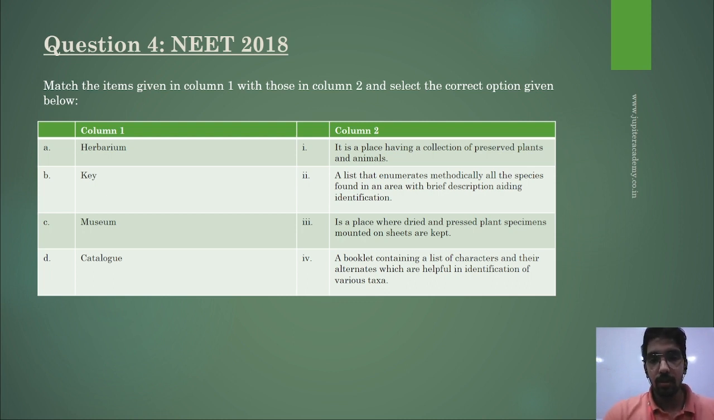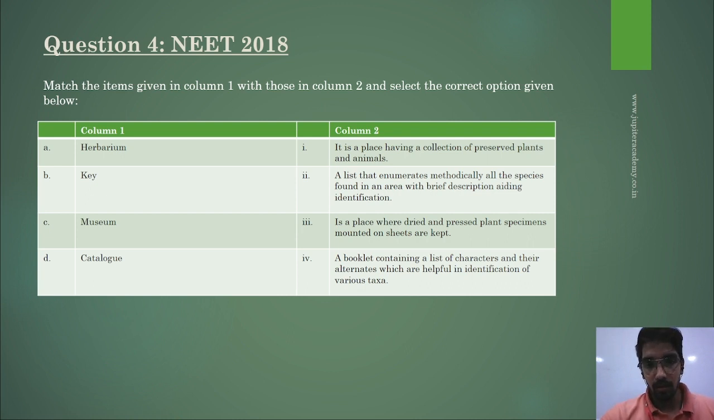So herbarium, it is a place. The first one in column 2 is a place having a collection of preserved plants and animals. I don't think that is the case. The second one is a list, which is not it. I feel the third option in column 2 could be the answer: herbarium is a place where dried and pressed plant specimens mounted on sheets are kept. So A is 3. B is key. Key is a classification tool where two contrasting characters are used. That is how I define a key.